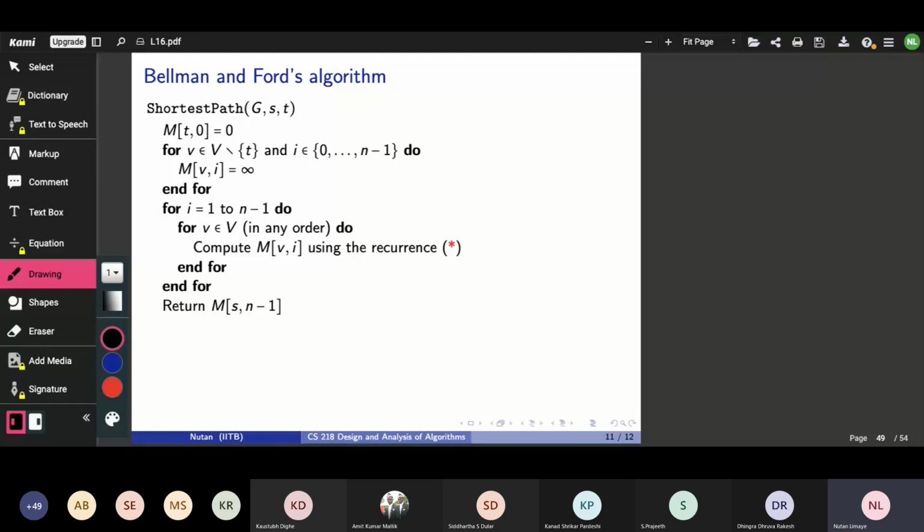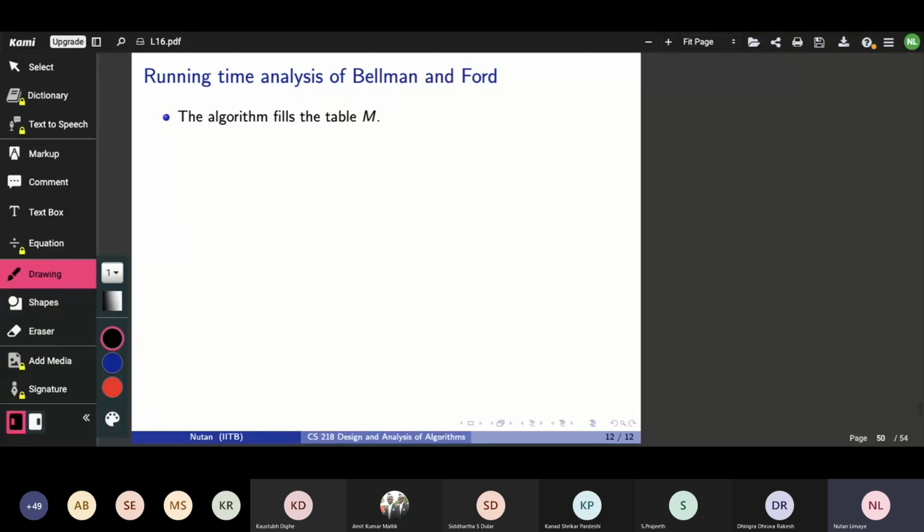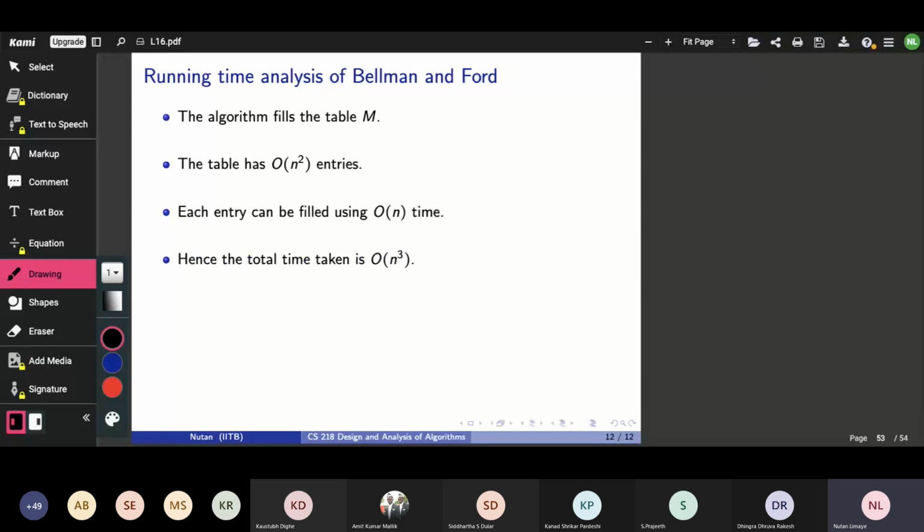Right. So now finally we come to this part where we just do the time analysis. Everything else is completely done. The time analysis is not very difficult. The algorithm is going to fill this table M that we defined in the pseudocode. The table has order of n square entries. Each entry can be filled in time O of n, like we argued previously for the other problem. So the total time is O of n cube. That's it.